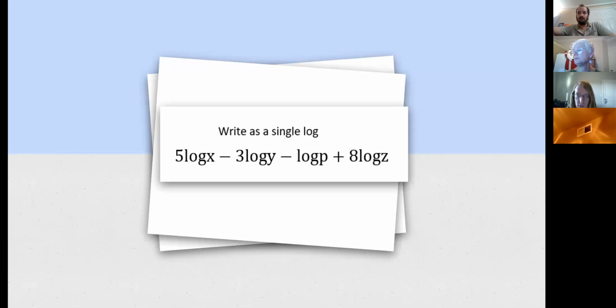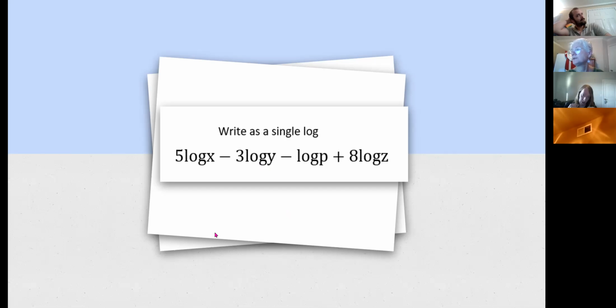And in the same way, you should be able to go backwards and change a lengthy, stretched out log expression into a single log. To do that, the first thing you do is make all the coefficients into exponents. So this would become log x to the 5th. This would become log y to the 3rd. This would become log z to the 8th.